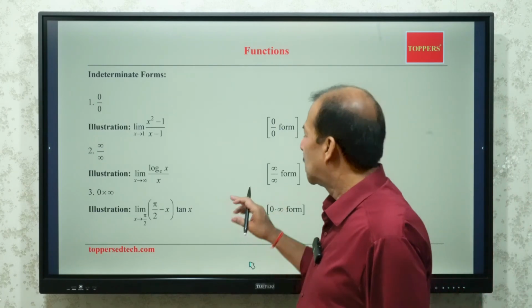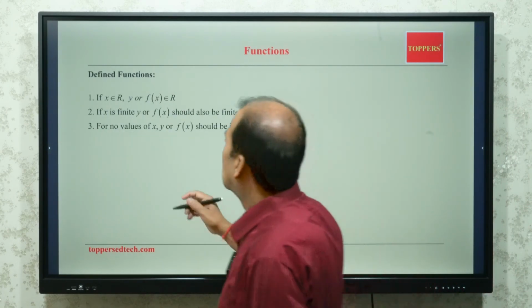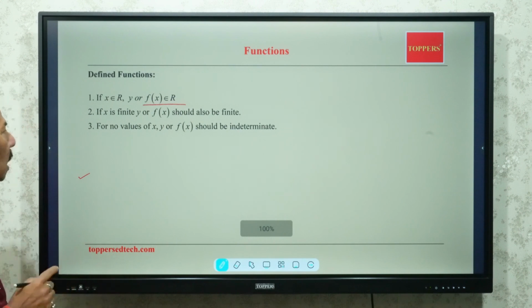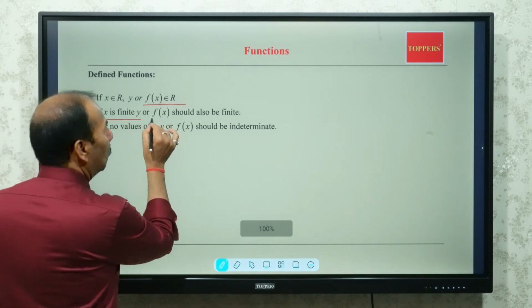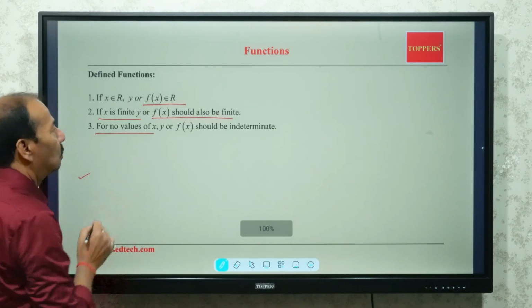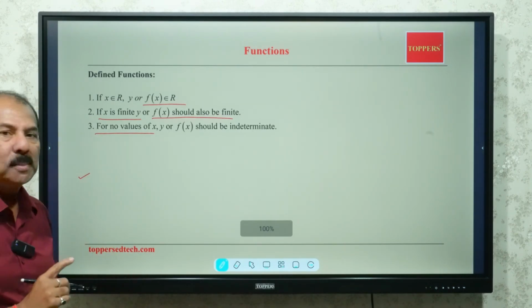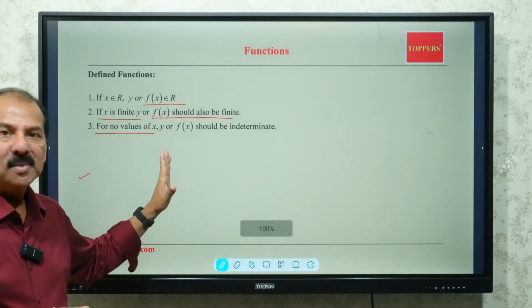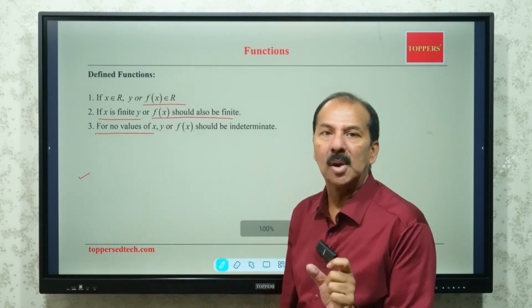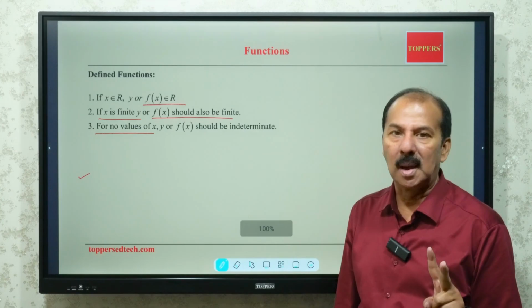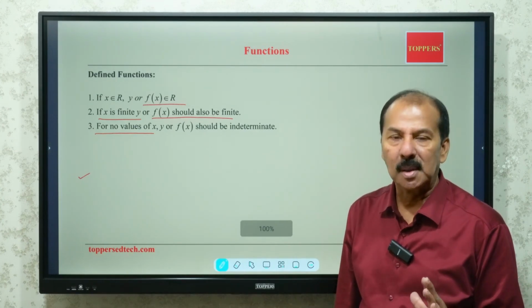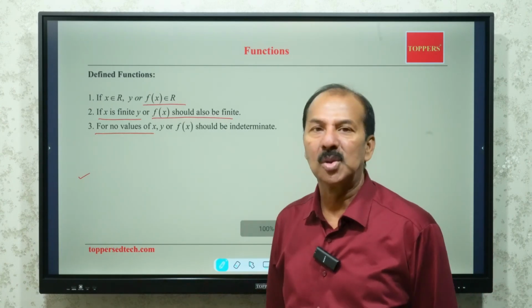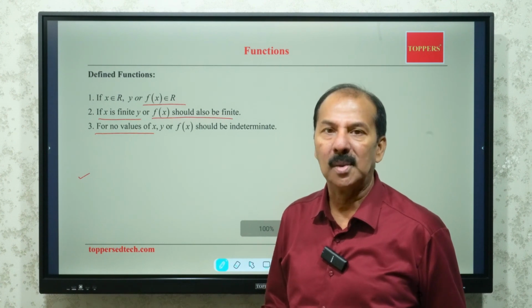Now if you summarize this: if x is real, y should also be real. And for y or f of x, if x is finite, f of x should also be finite, and we don't have to consider any value of x in the domain of the function such that y or f of x becomes indeterminate. So we need to follow these conditions, and we need to follow the nature of the function. Follow the nature of the given function for which we need to calculate the domain as well as the range. Keep these three conditions in mind, and you will be able to calculate the domain and range.